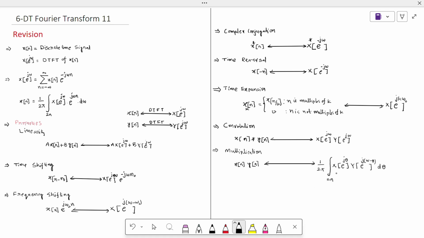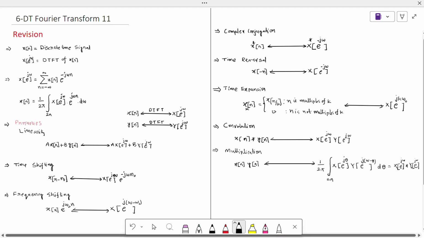So this is the convolution property. You can write the formula as x of e power j omega convolved with y of e power j omega.